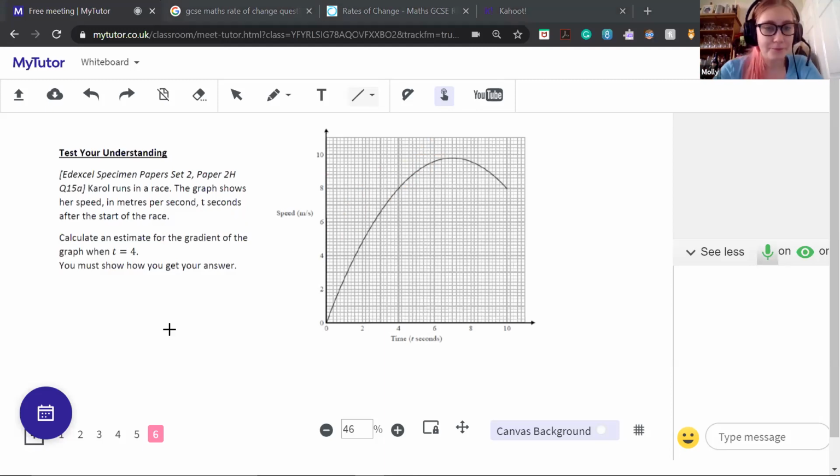Okay, so let's do this one. Calculate an estimate for the gradient when t equals 4. Does anybody know how we estimate the gradient of a curve?